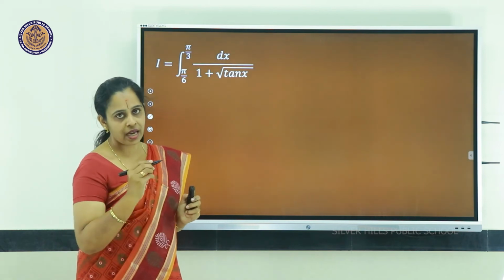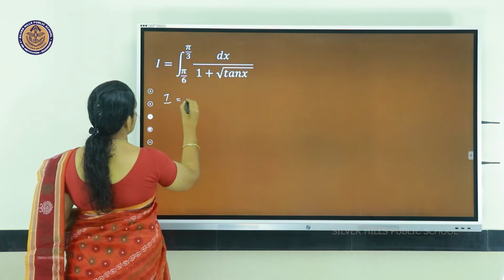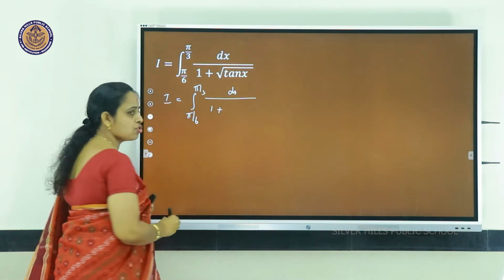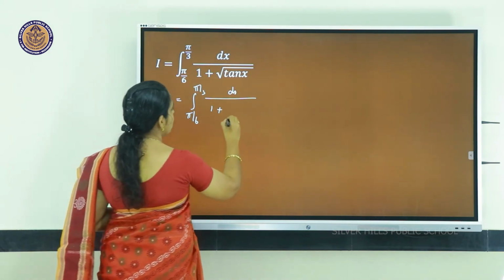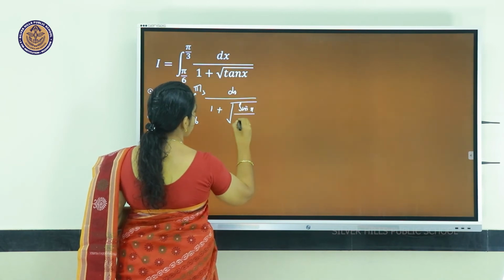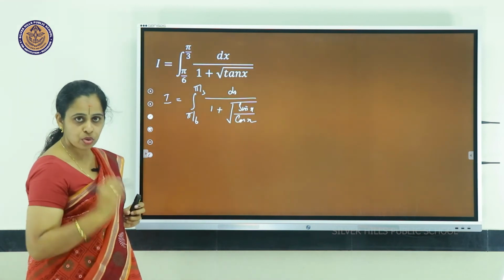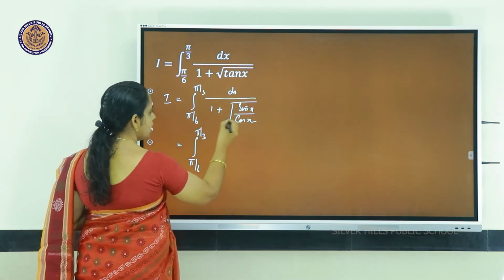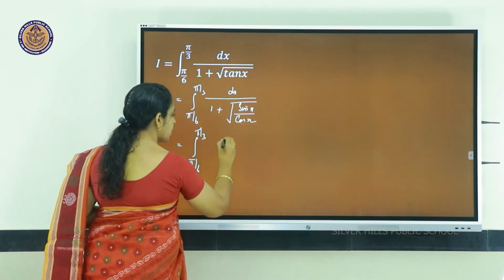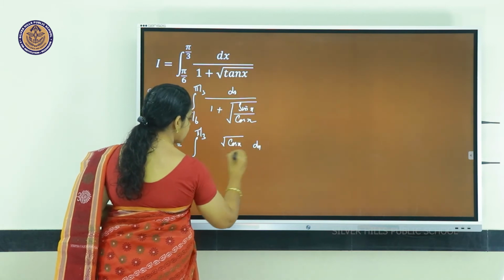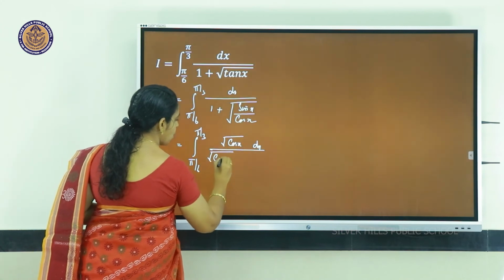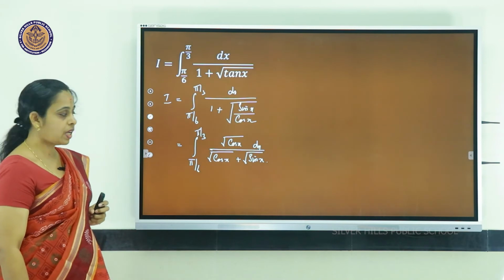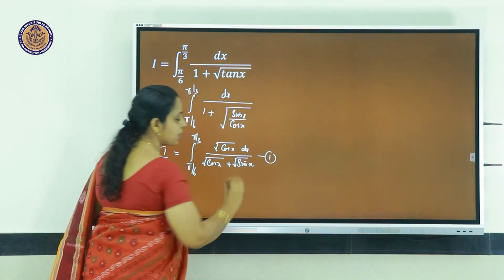Now, let us simplify this integrand and write I equal to integral pi by 6 to pi by 3 dx divided by 1 plus, instead of tan x, let us write root of sin x divided by cos x. Now, let us take the LCM throughout. So, what will come? Pi by 6 to pi by 3, the root cos x coming in the denominator will go up, root of cos x dx divided by, here comes root of cos x plus root of sin x. Okay, this is our I. Let me give this as equation number 1.